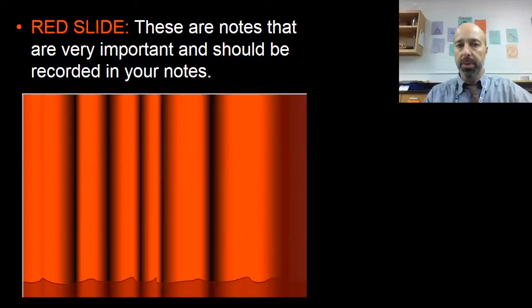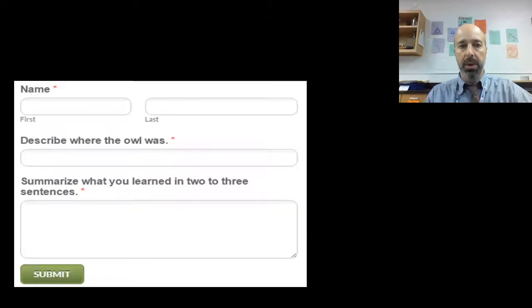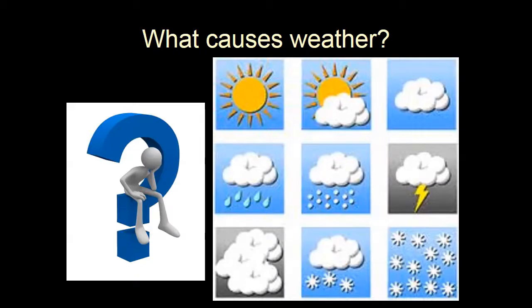All right. As usual, remember that red slides mean you have to take notes. You should have your Inner Planets handout to go along with this, and don't forget to look for the owl. At the end, make sure you tell me where the owl is and summarize what you've learned in a few sentences. All right, so let's talk about what causes weather.